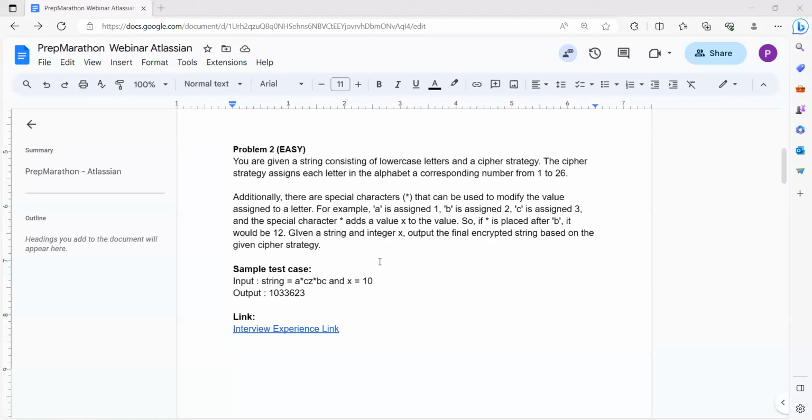Okay. Now what is the next thing? Additionally, there is a special character, asterisk, that can be used to modify the value of assigned letters or characters, you can say. For example, A is assigned 1, as I said, B is assigned 2, C is assigned 3, and the special character adds a value x to the value. So here, see this example.